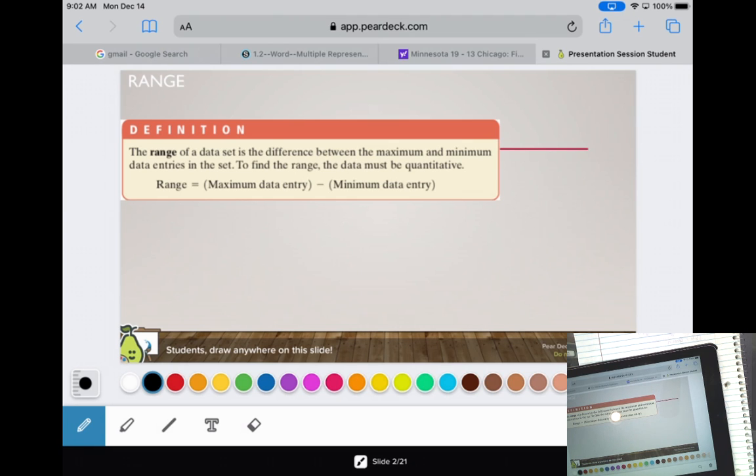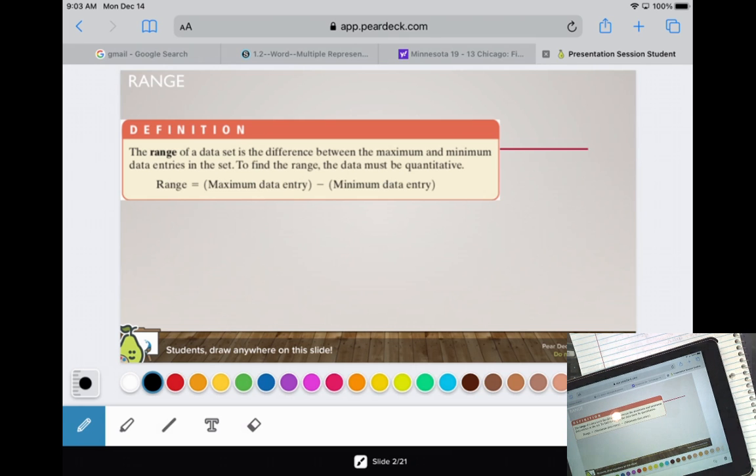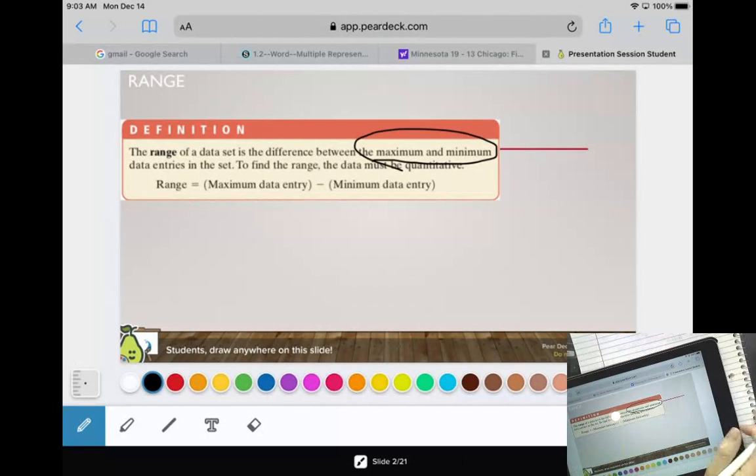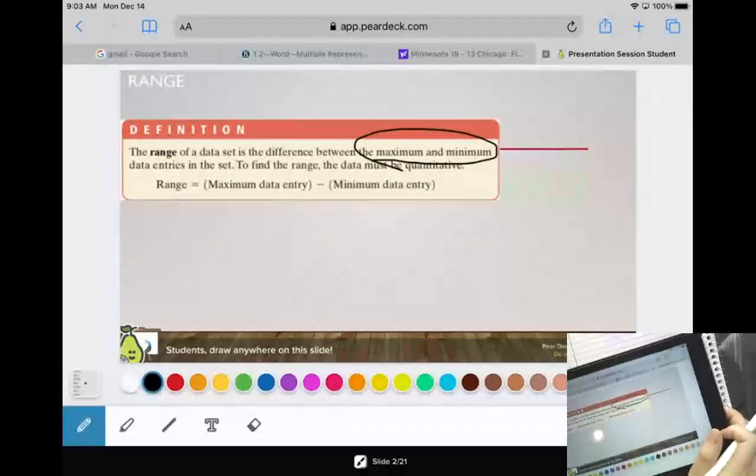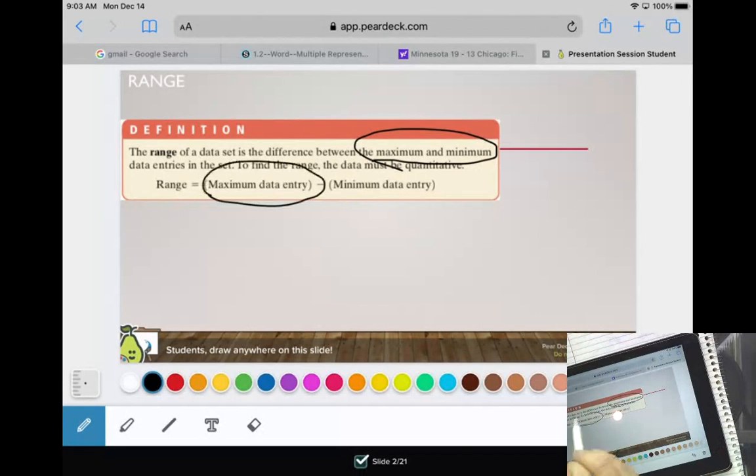This one is pretty simple. What I noticed is a lot of you overcomplicated the range when you did your last summative. The range, as we talked about earlier, is the difference between the maximum and the minimum. Whenever you have the values, you just take the highest value minus the lowest value from that data. So that's the range.